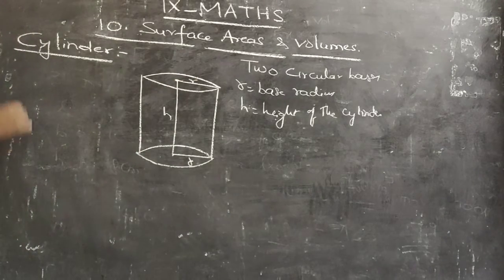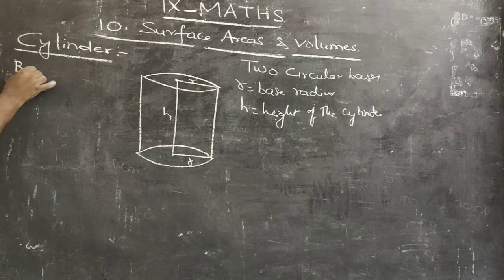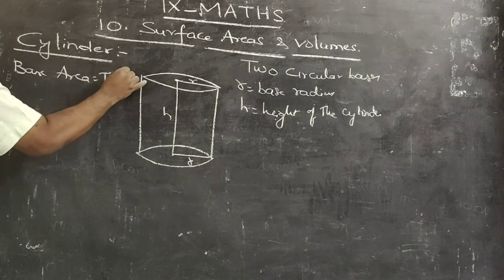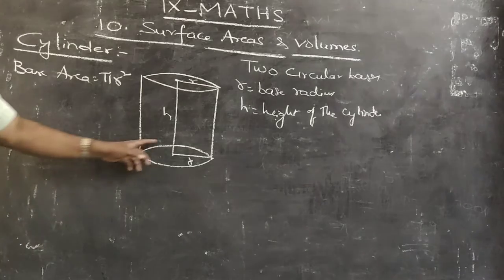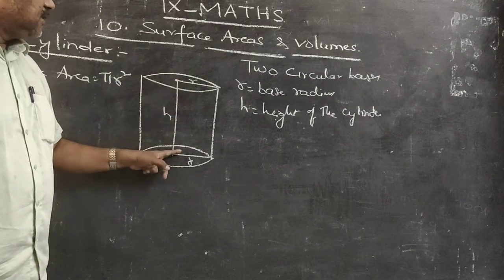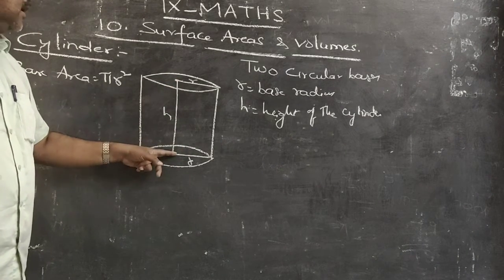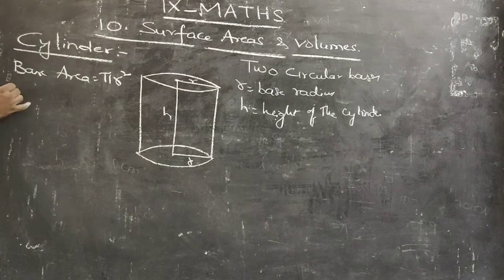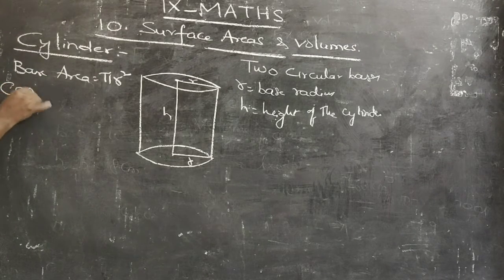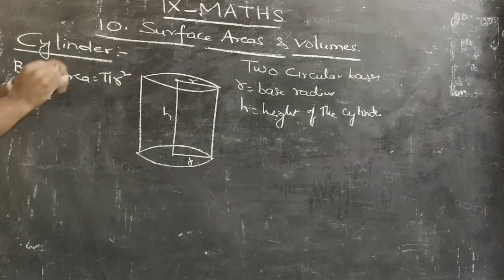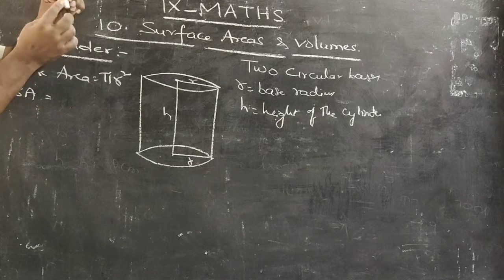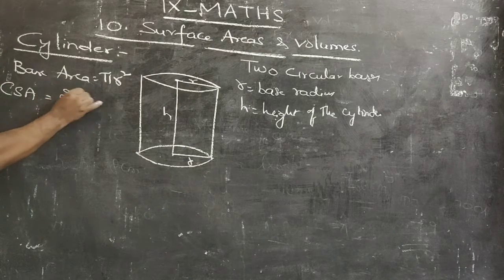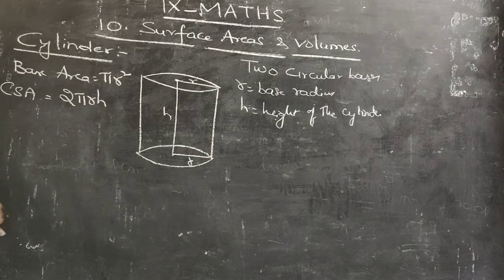Now, first formula is base area of a cylinder. Base is a circle, so base area is nothing but pi r square, area of the circle. This is a circle, this is a circle, so two circular bases it has. So base area is equal to pi r square. Next, curved surface area, CSA. Curved surface area means this area is called curved surface area. Curved surface area formula is 2 pi r h.